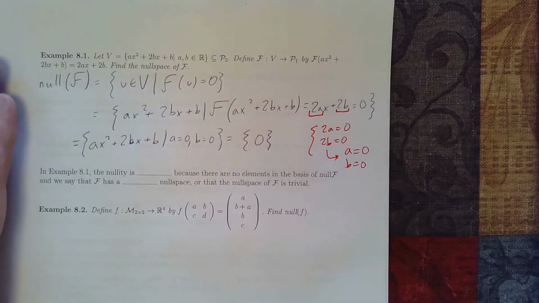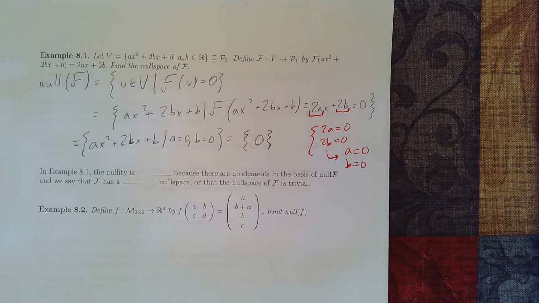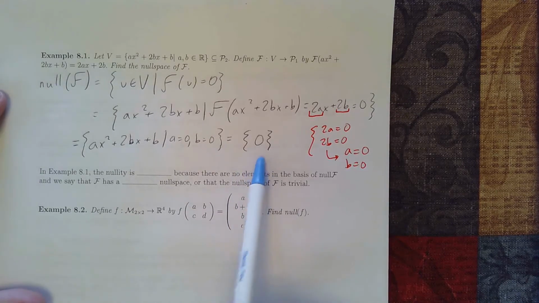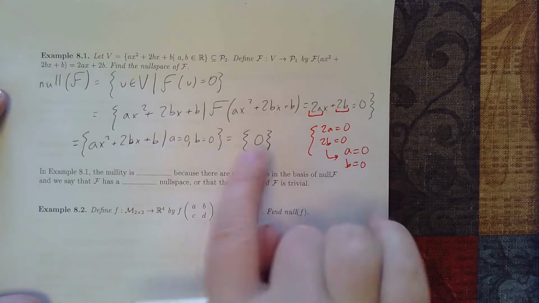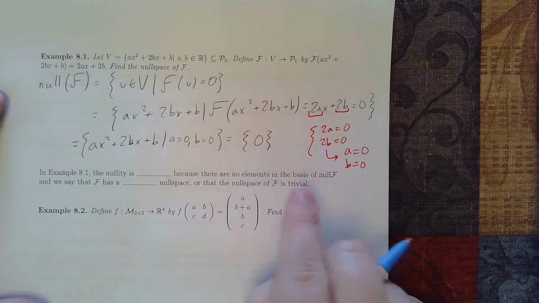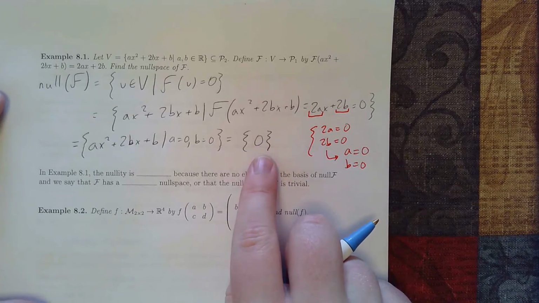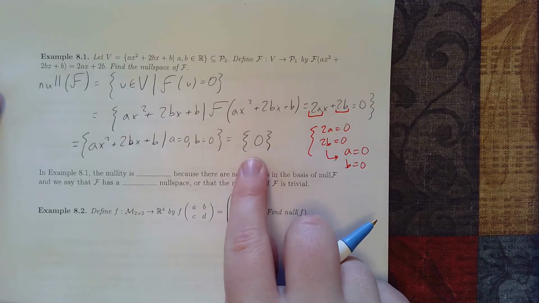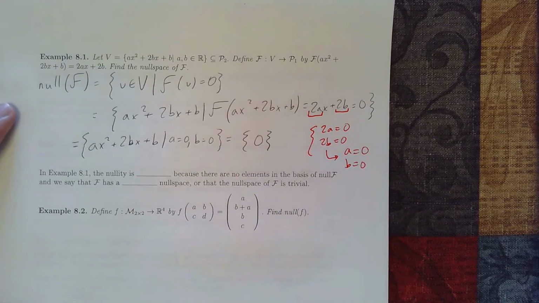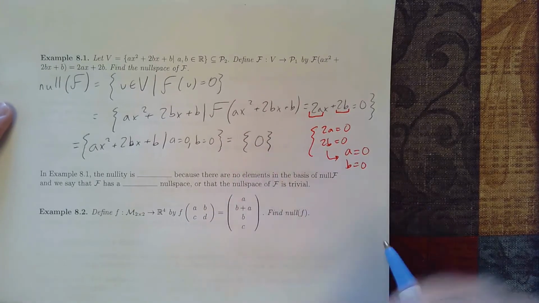So sometimes this will happen, right? Sometimes we'll have a transformation where the only way we get an output of 0 is if we put in 0 as our input. So since this happens, we just have the 0 vector. Notice that this is not a basis, because we have the spanning vector, but we don't have something that's linearly independent, because 0 can't be linearly independent.